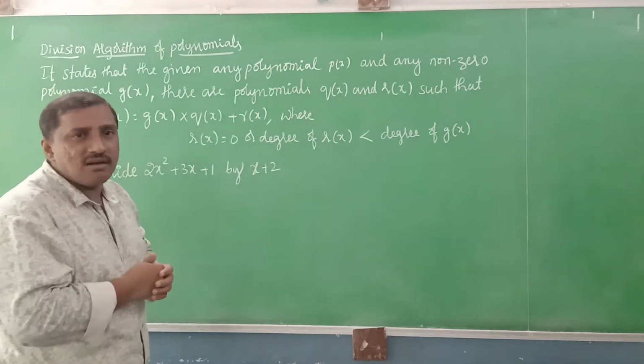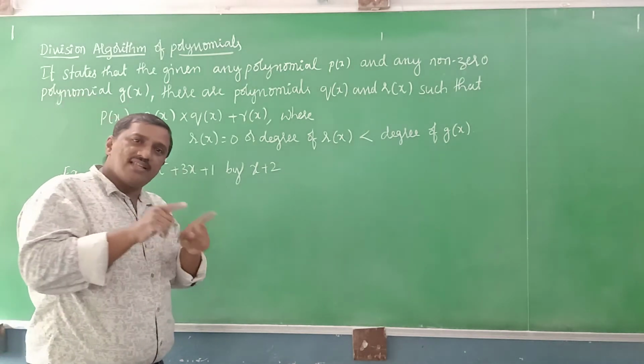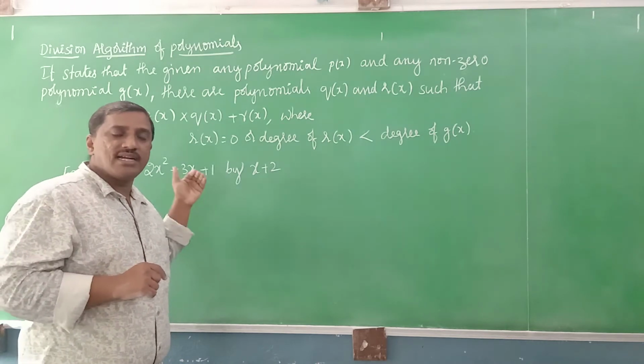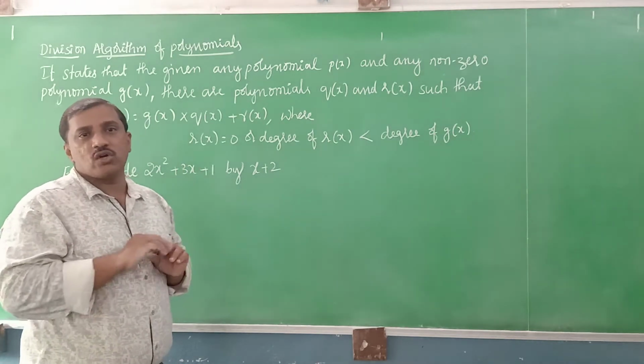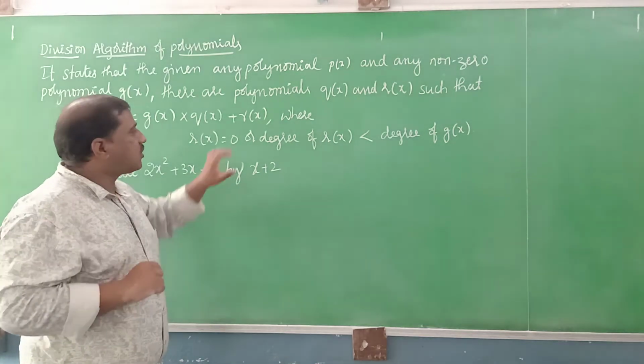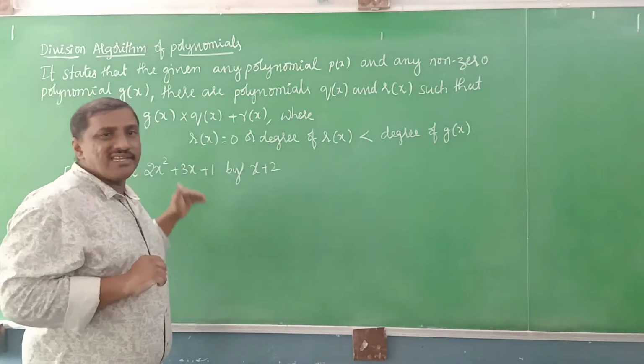Even in our general division we have said that the remainder should always be 0 or less than the divisor. It should not be more than the divisor, or equal to the divisor.